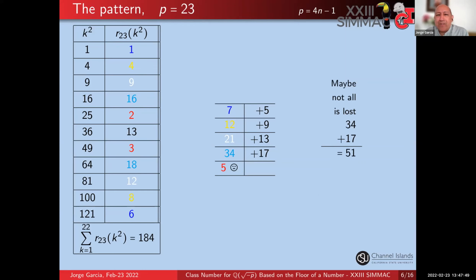But wait a second. What if we remove a multiple of 23? What if we remove 46? The answer is 5. Oh, and that's when I became happy again. Say, okay, maybe there is a pattern, but it's broken, but we know how to fix it. Then we can continue, all right?